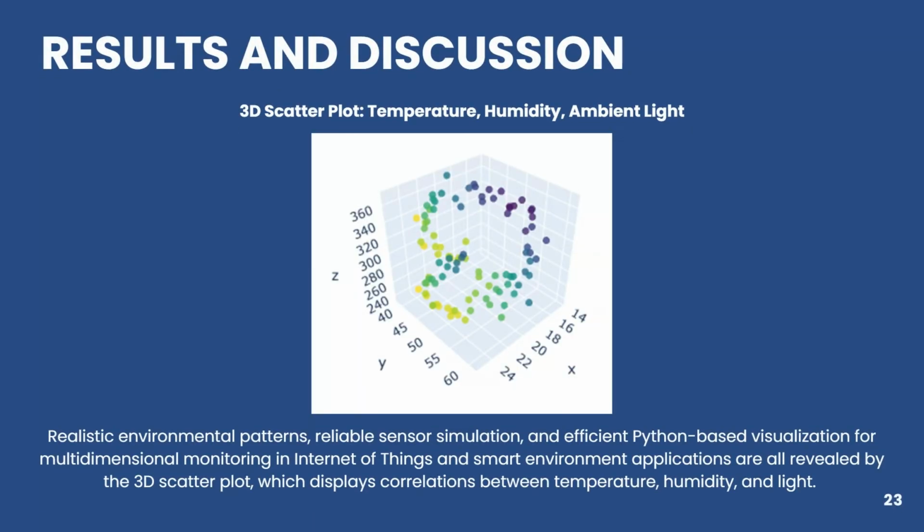Next, the 3D scatter plot for temperature, humidity, and ambient light. Realistic environmental patterns, reliable sensor simulation, and efficient Python-based visualization for multi-dimensional monitoring in Internet of Things and smart environment applications are all revealed by the 3D scatter plot, which displays correlations between temperature, humidity, and light.